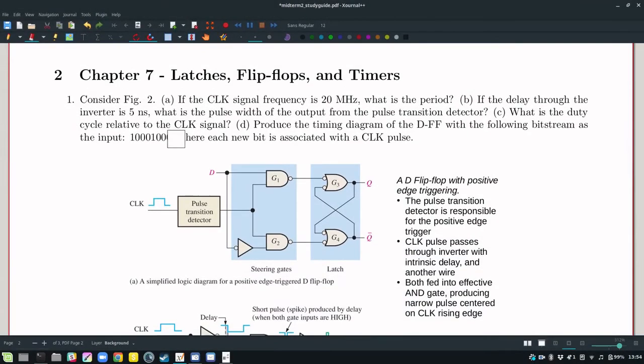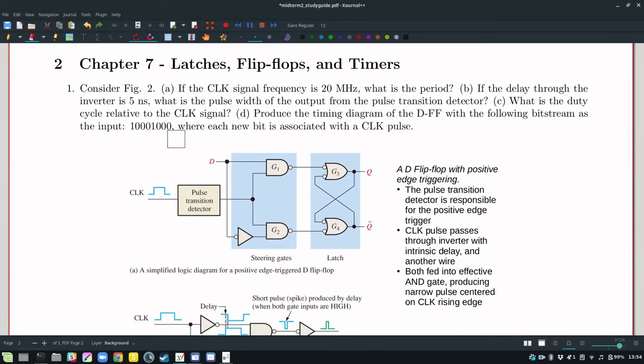And now we move on to section 2, chapter 7, latches, flip-flops, and timers. And the problem reads, consider figure 2, part A. If the clock signal frequency is 20 megahertz, what is the period? So remember that if we want the period of any clock frequency, we have to invert that frequency to obtain the period. So this is 1 over 20 megahertz.